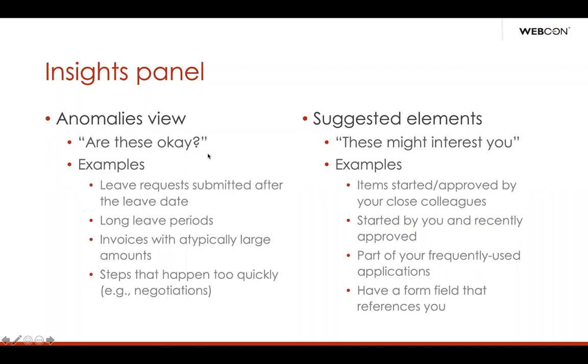The other thing, and I won't demo this today, there is the anomalies view, which is, are these okay? Because they're a little weird and we want to make sure you see them. So for example, if you've got a leave request solution or an absence reporting solution, and there are items where they're submitted after the leave date as opposed to in advance, or if someone's done a leave request for a very long leave period, or you have an invoice that's got a very, very large amount, not large defined by you, large defined by the normal size of the invoices coming from that team. Or you have steps that you expect to take a while, like a negotiation step, and they happen within a couple of seconds. That kind of means someone either didn't report it right away, or they didn't actually do a negotiation. Well, those will show up as anomalies.